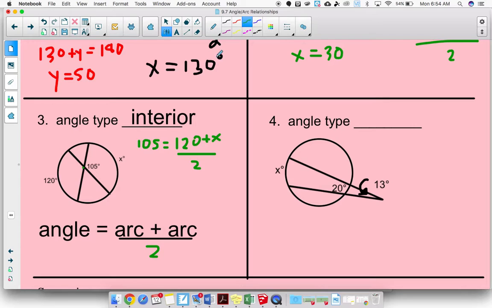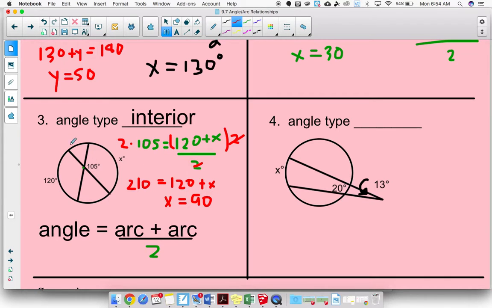Well, if we're going to solve for X, we just have to do PEMDAS in reverse. So I'm going to multiply both sides of my equation by 2. Then my 2's cancel out. So on the left side, we get 210 equals 120 plus X. And if we subtract 120 from 210, I believe that's 90. So X would be 90.